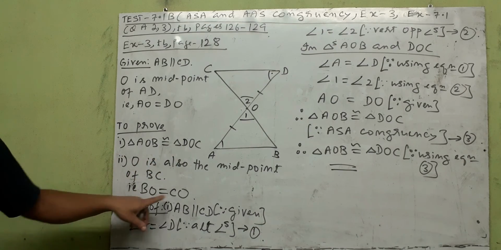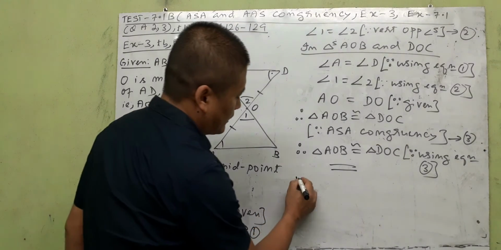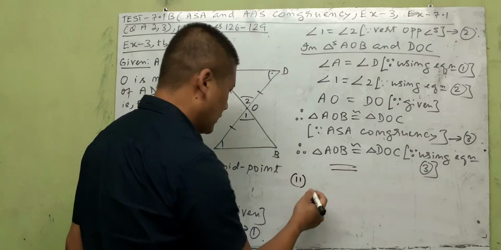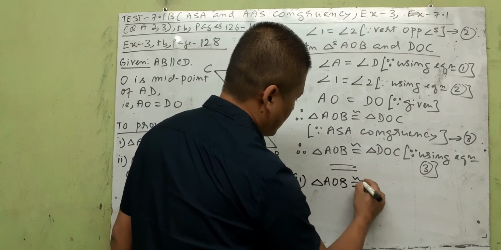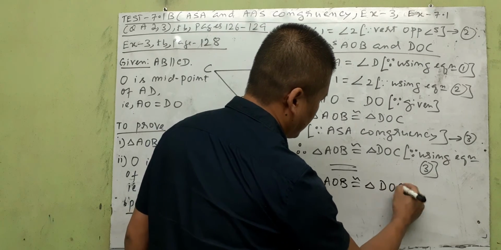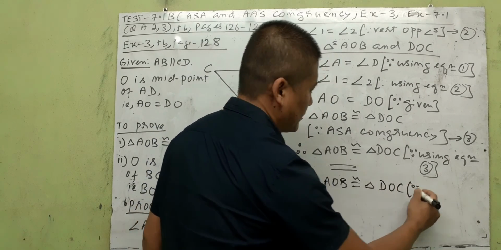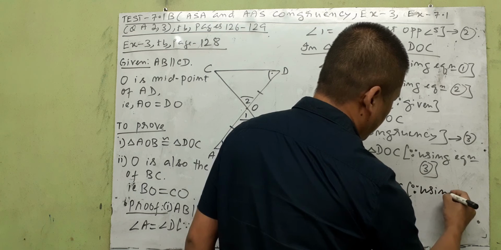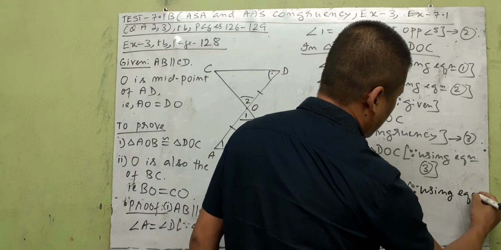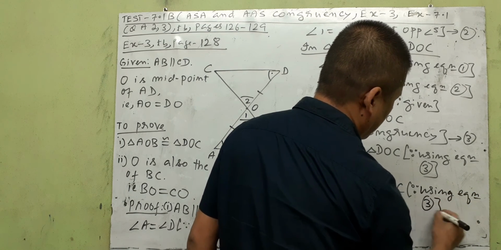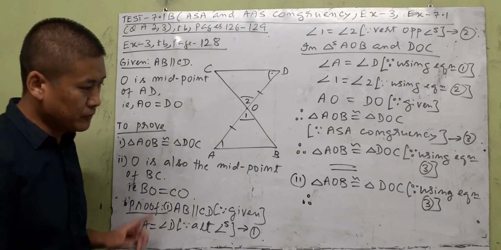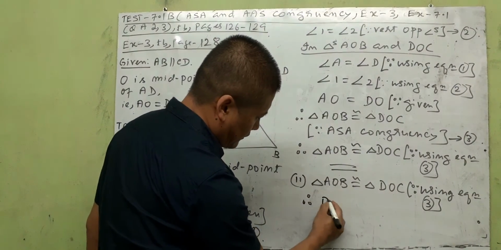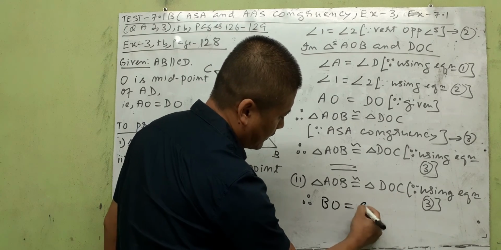Next, we have to prove BO equal to CO. So let's make a subheading for the second one. Now let's write this one again: triangle AOB congruent to triangle DOC, using equation number 3. So therefore, see, BO means the third and second letters. So what are the third and second letters here?